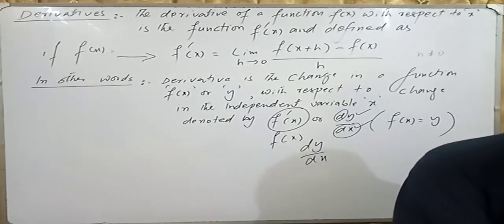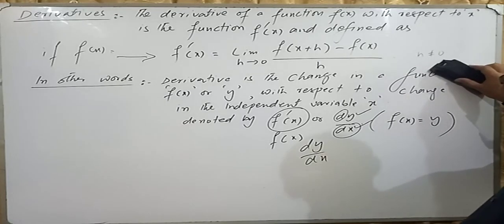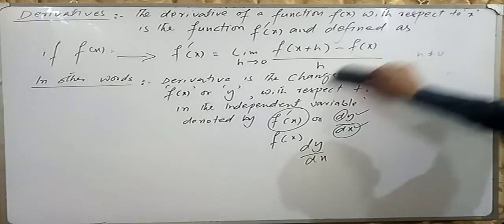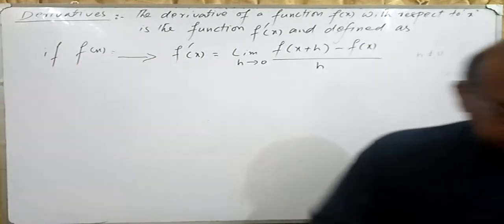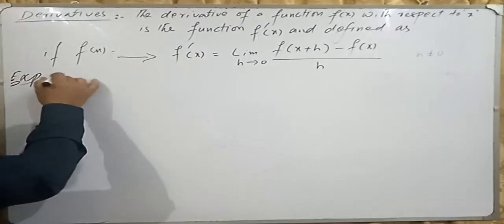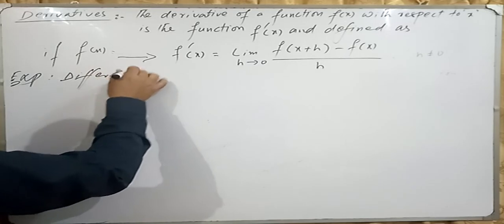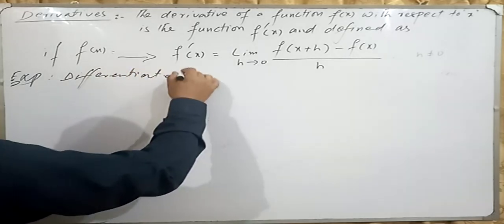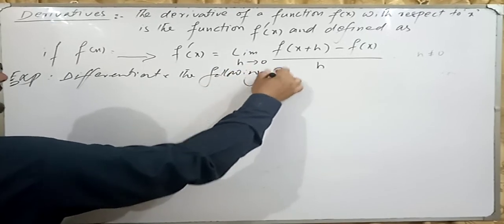By using the definition method, I will try to find the derivative of the function. Let me explain it through an example. For example, if we have an example like: differentiate the following function.